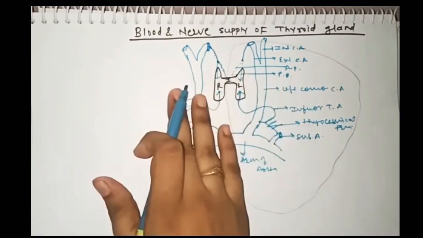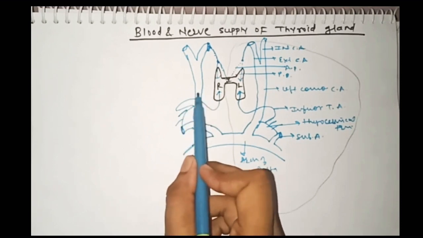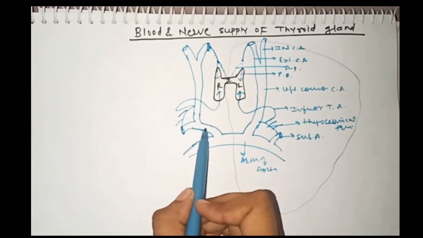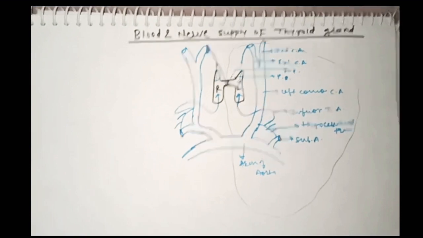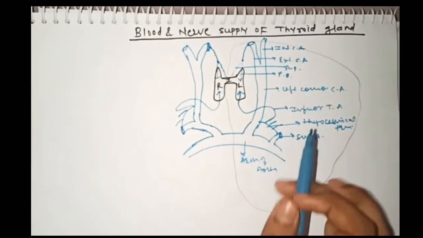This is the same on the right-hand side. The only difference is that the right common carotid artery arises from the brachiocephalic trunk, while the left common carotid artery arises from the arch of aorta.